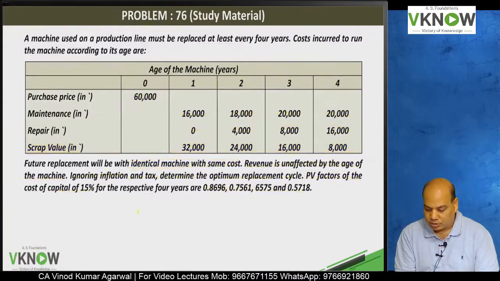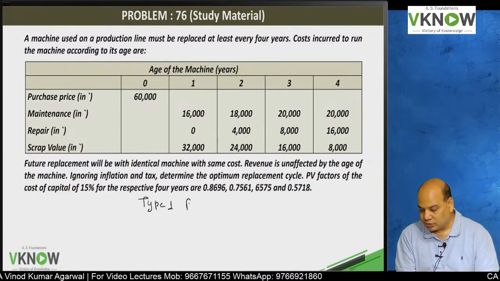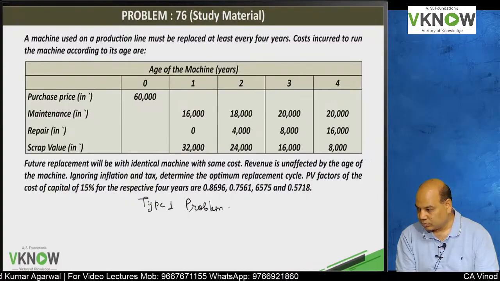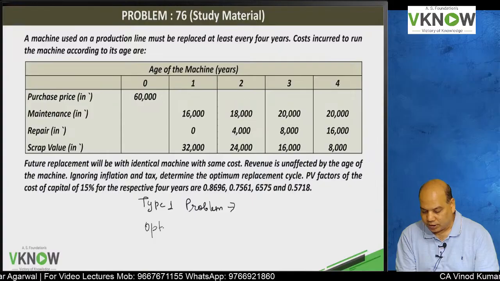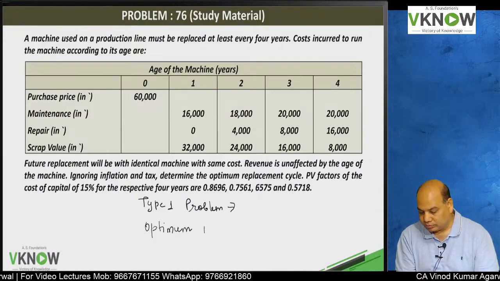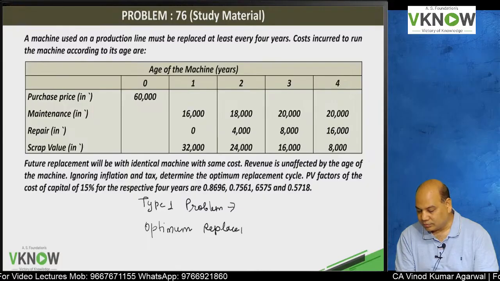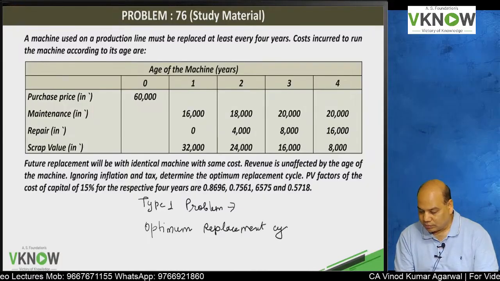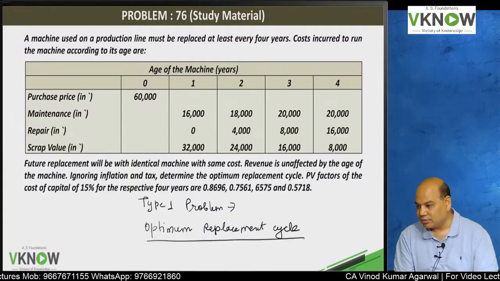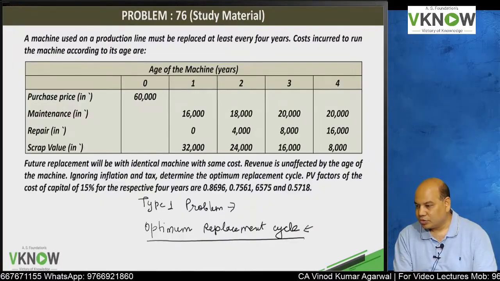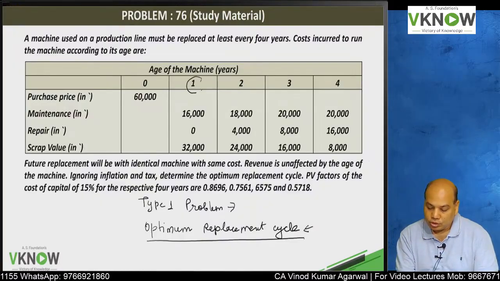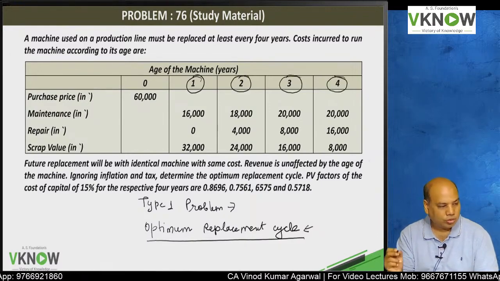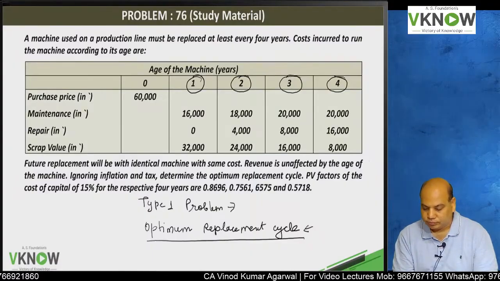This I will call type 1 problem. What is a type 1 problem? Finding the optimum replacement cycle, when it is beneficial to replace the asset. So in this question we have 4 alternatives. You can replace it in year 1 or 2 or 3 or 4.